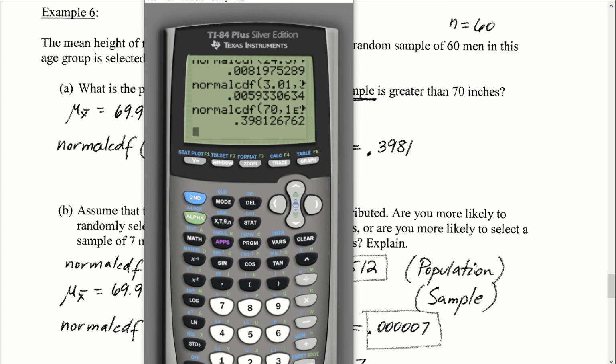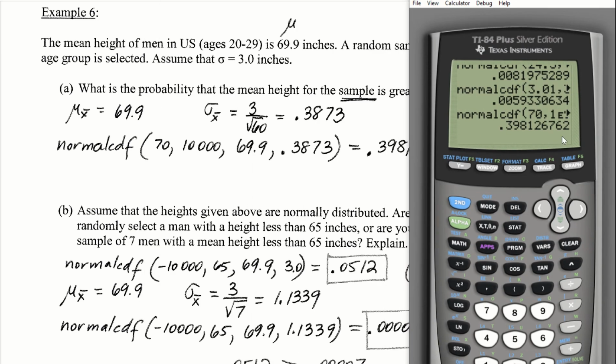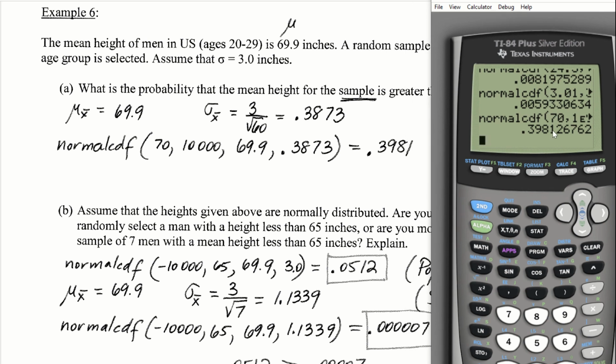0.3981. Here it's kind of fortunate that whether we use the exact answer or whether we used a slightly approximated one, we still got the same answer to 4 decimal places.